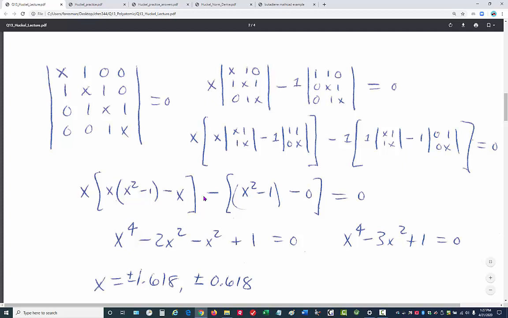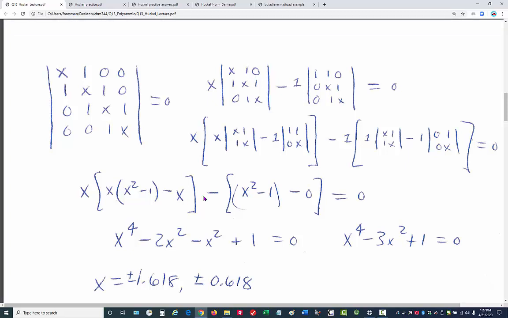It's x to the 4th minus 3x squared plus 1 when we're all done. And we can solve that equation and find these roots. They come out sort of in pairs, plus and minus 1.618, plus and minus 0.618.